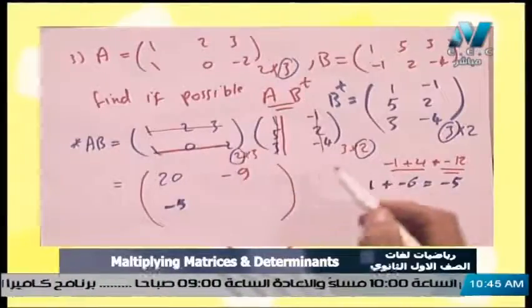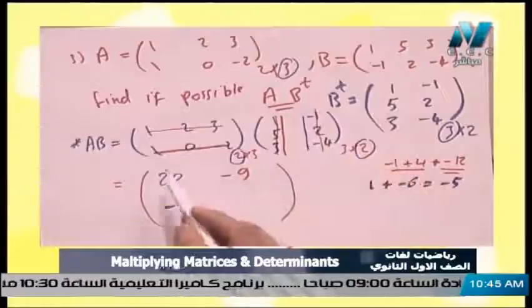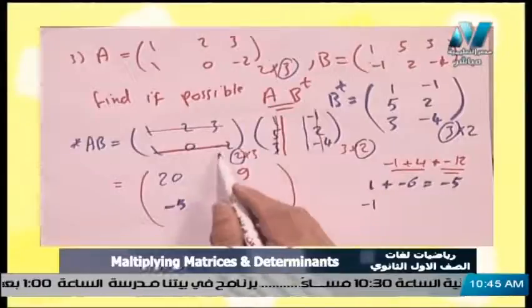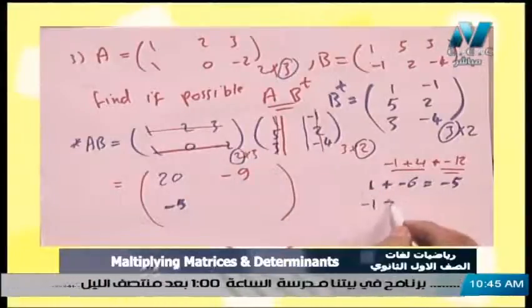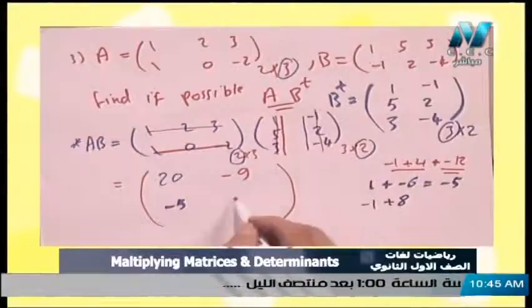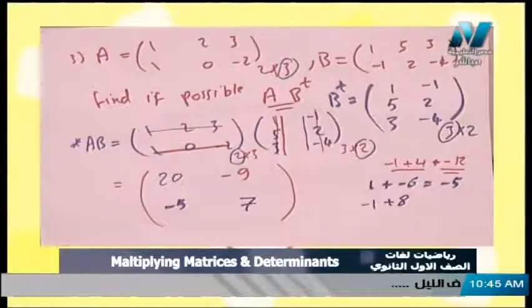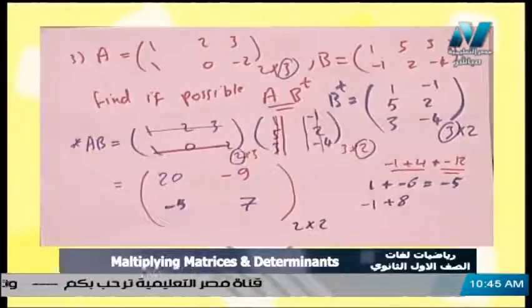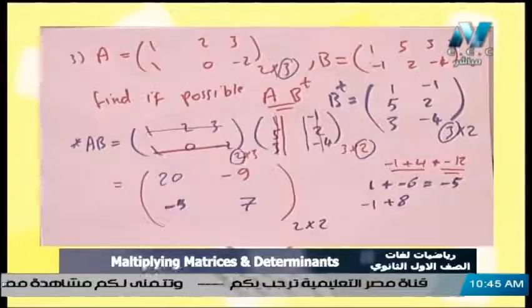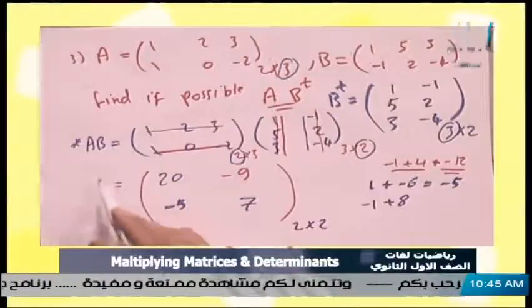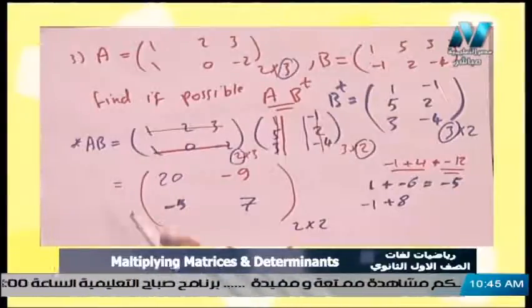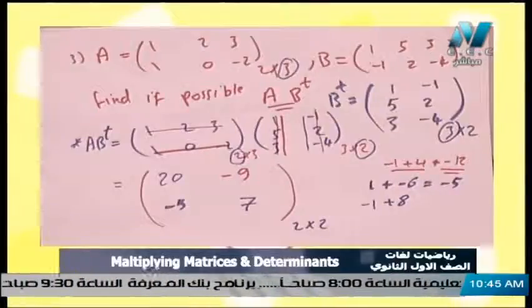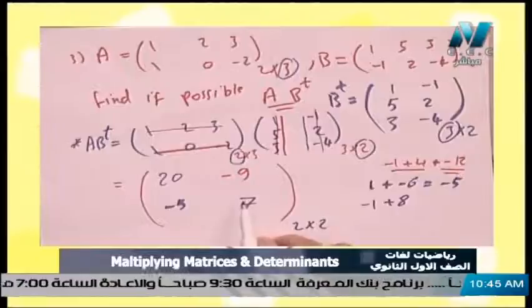And this row multiplied by this column also. 1 times negative 1 equal negative 1. 0 times 2 equals 0. Negative 2 times negative 4 equals 8. So it's 7. Okay. As we expect, it's 2 by 2 order of this matrix. And we have multiplied A times B transpose. Okay. Let's move to another question.